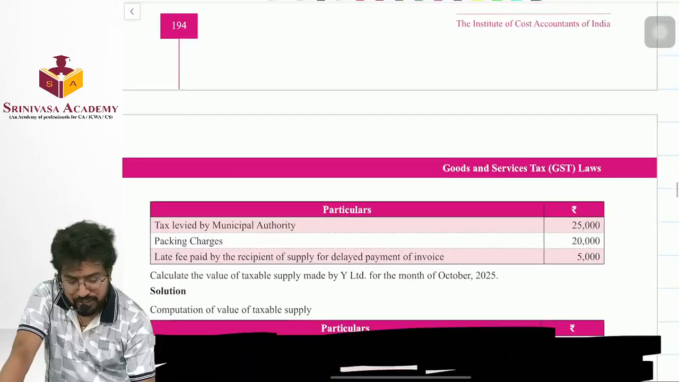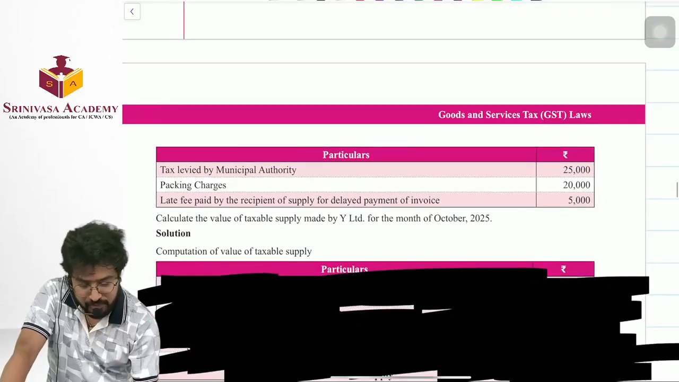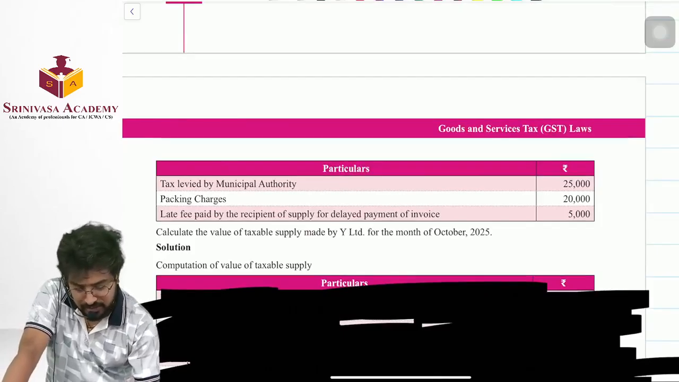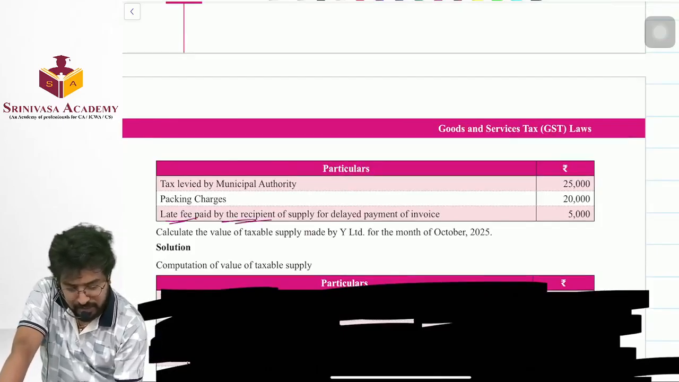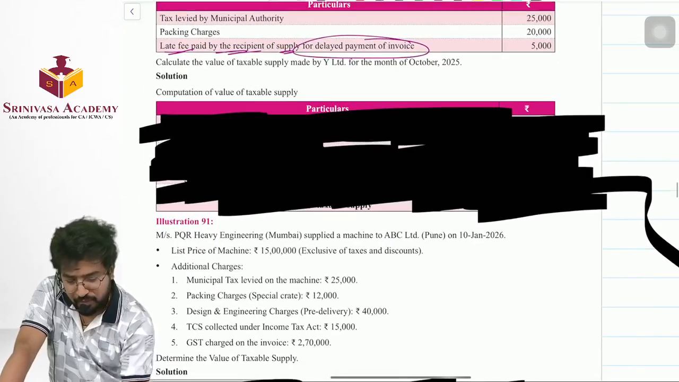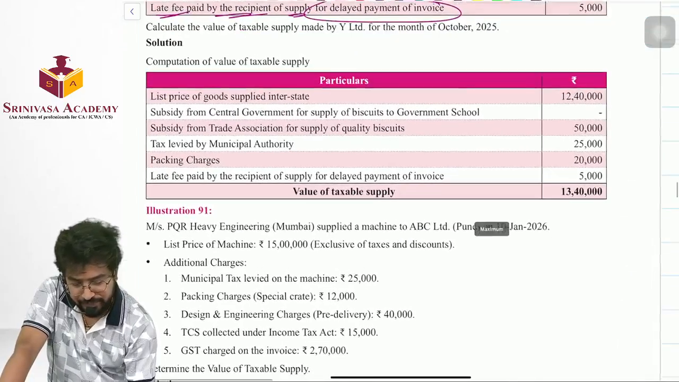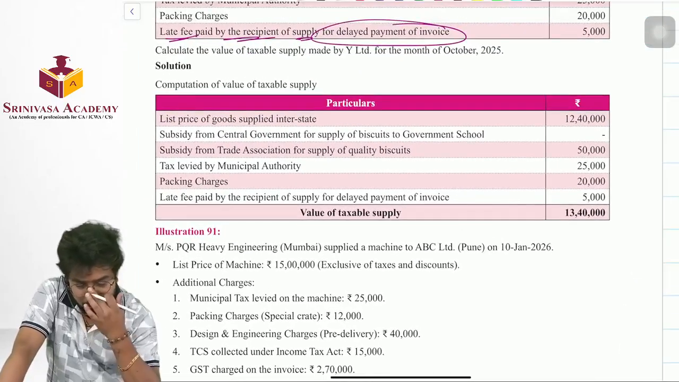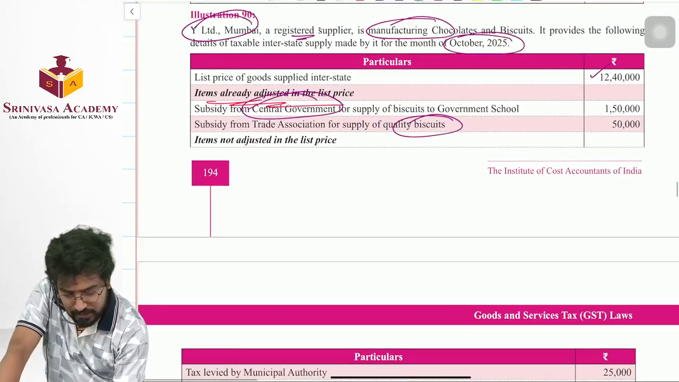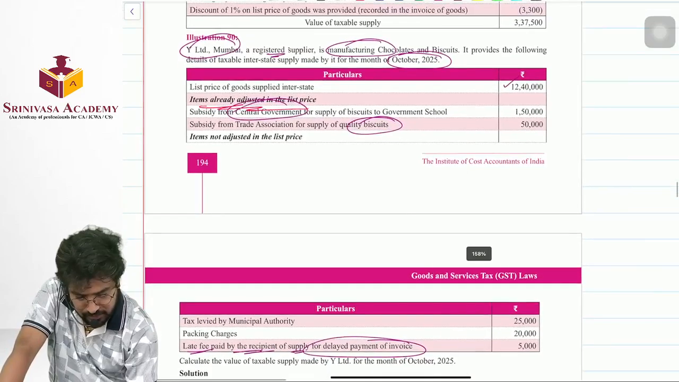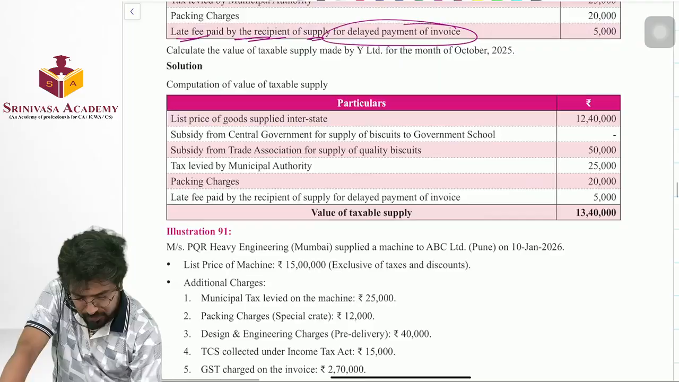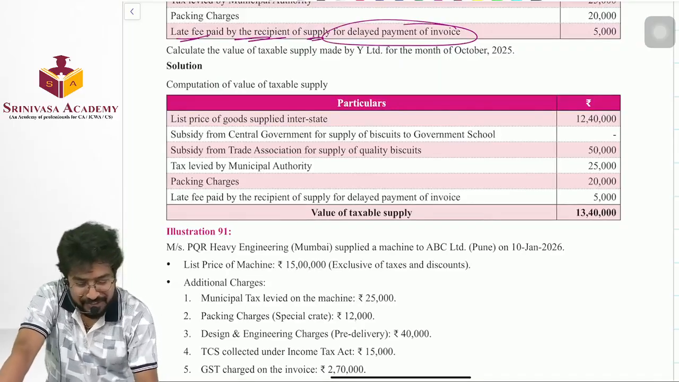Next, items not adjusted in list price. Taxes levied by municipal authority. Packing charges. Late fees paid by the recipient of supply for delayed payment of invoice. Here, one point is, sir, subsidies are already adjusted in the list price. None actually. Just CMA textbook things. Okay, right. So, listen.